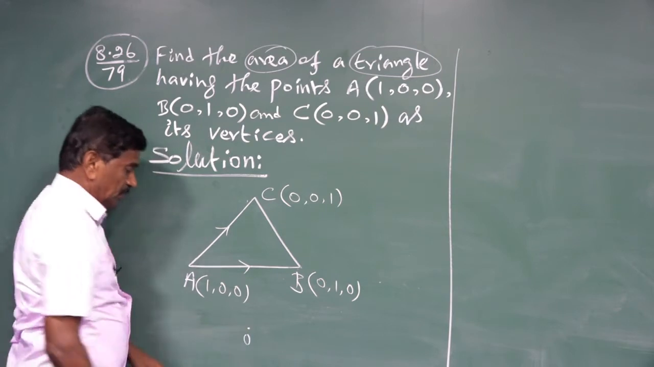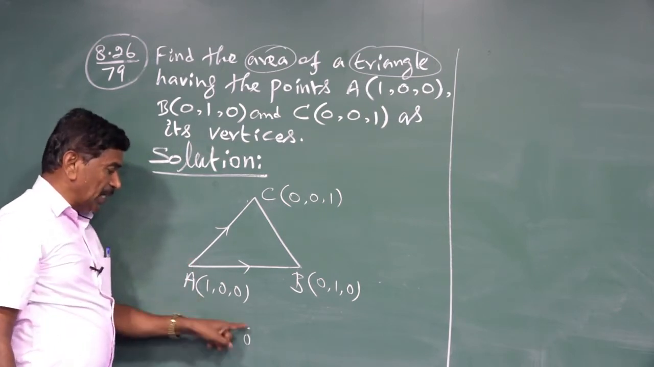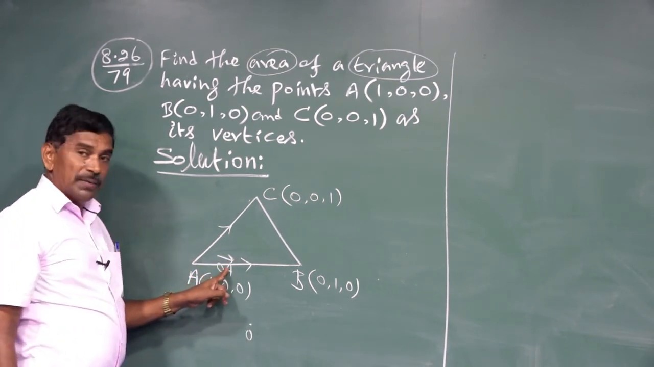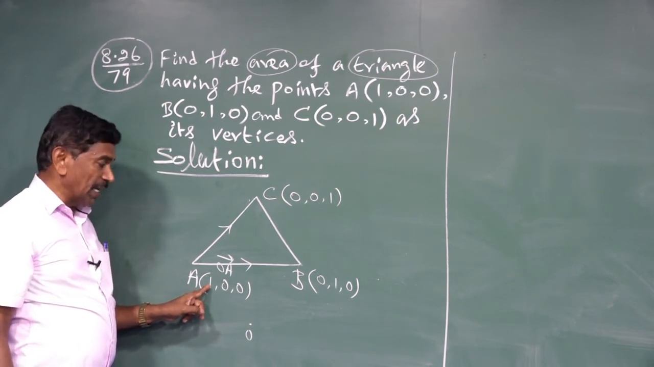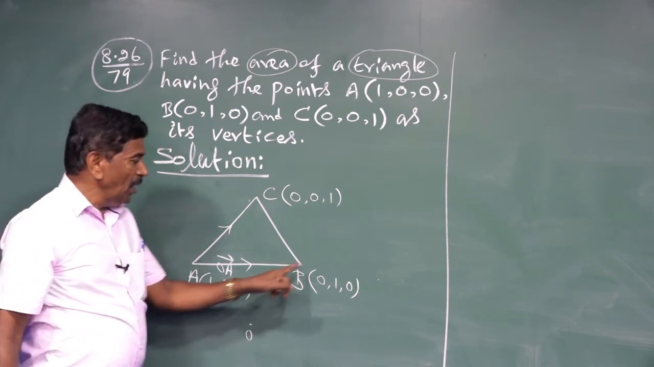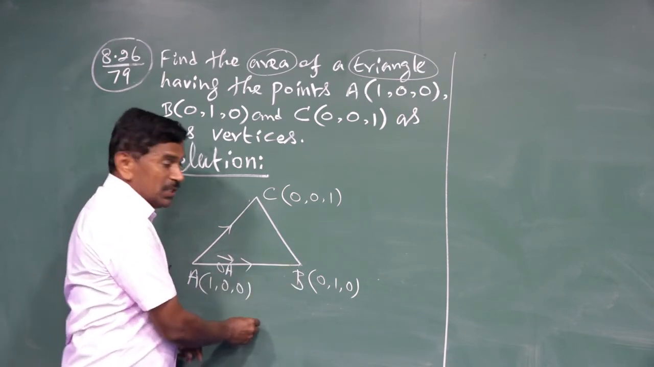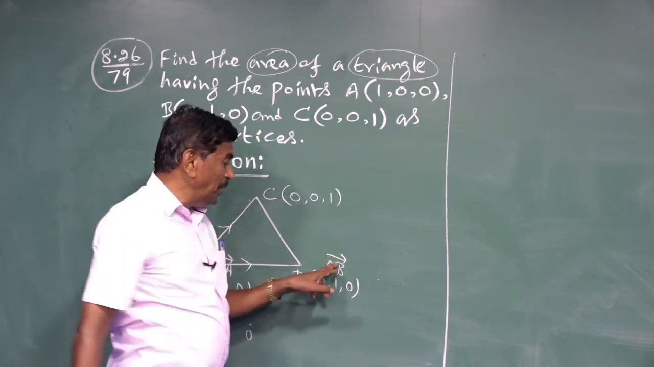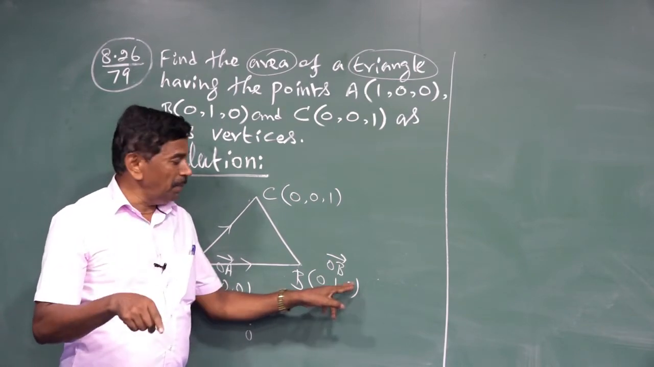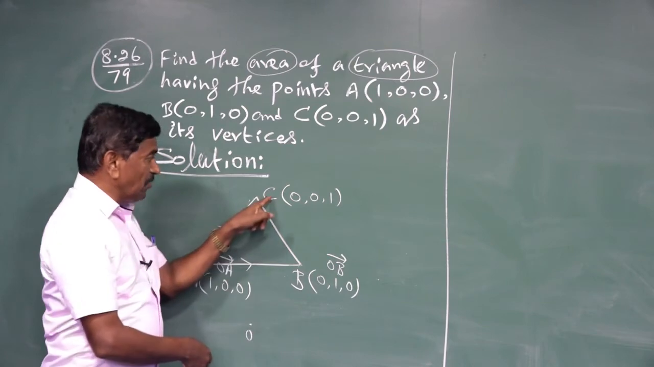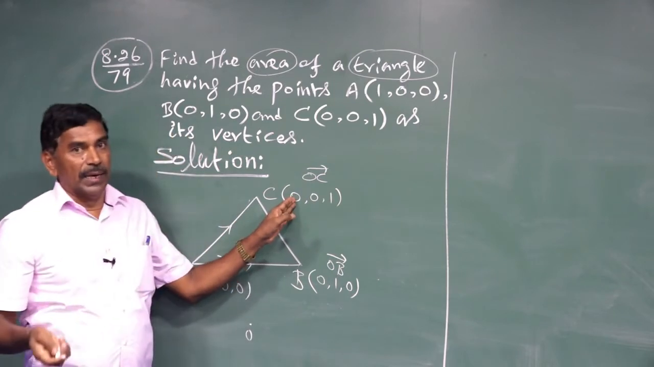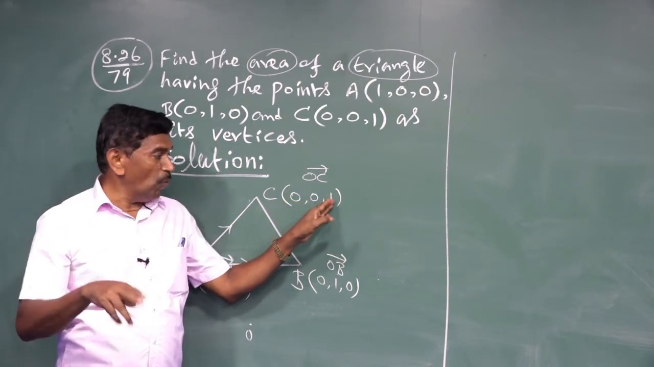Now listen. Let O be the origin. So the position vector of A with respect to origin O is given by OA vector, which is equal to 1 into i cap, that is i cap plus 0 j cap plus 0 k cap. The position vector of B with respect to origin O is OB vector, so OB vector is equal to 0 i cap plus 1 into j cap, that is j cap, plus 0 k cap. The position vector of C is OC vector, so OC vector equals 0 into i cap plus 0 into j cap plus 1 into k cap, that is k cap.